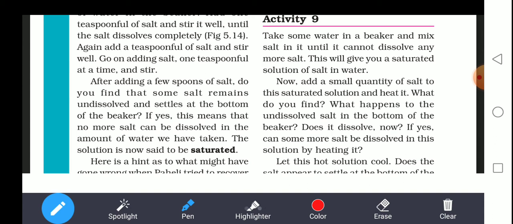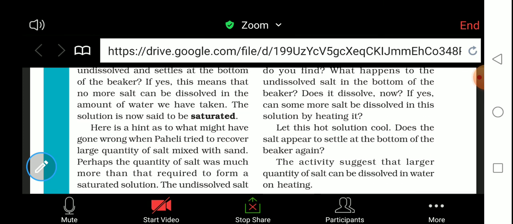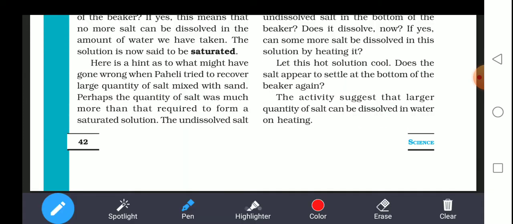Can some more salt be dissolved in this solution by heating it? Let this hot solution cool. Does the salt appear to settle at the bottom of the beaker again? Yes. The activity suggests that a larger quantity of salt can be dissolved in water on heating.